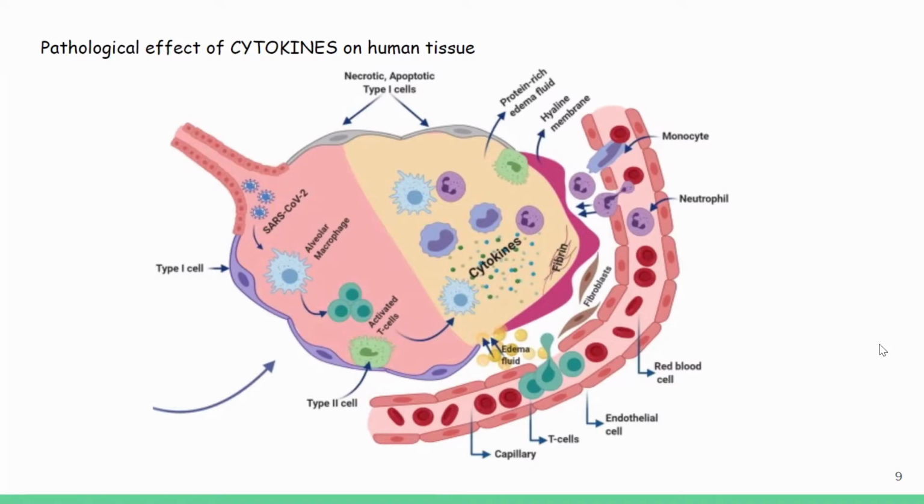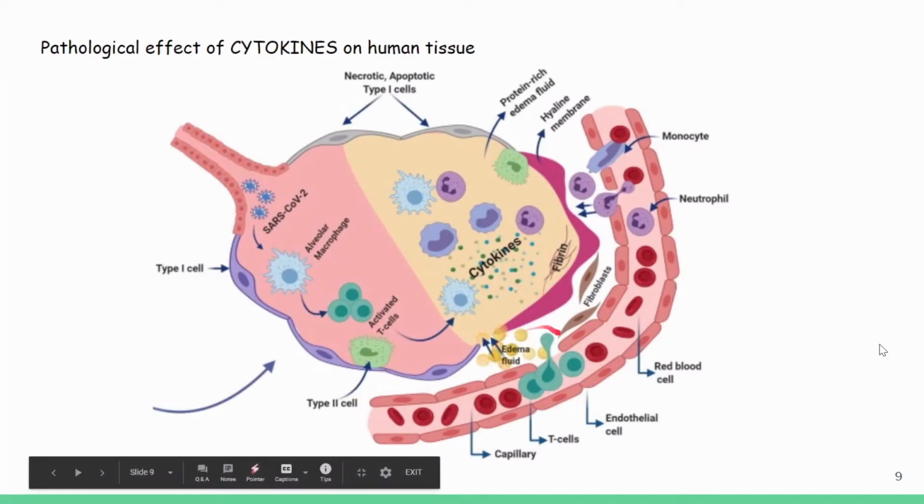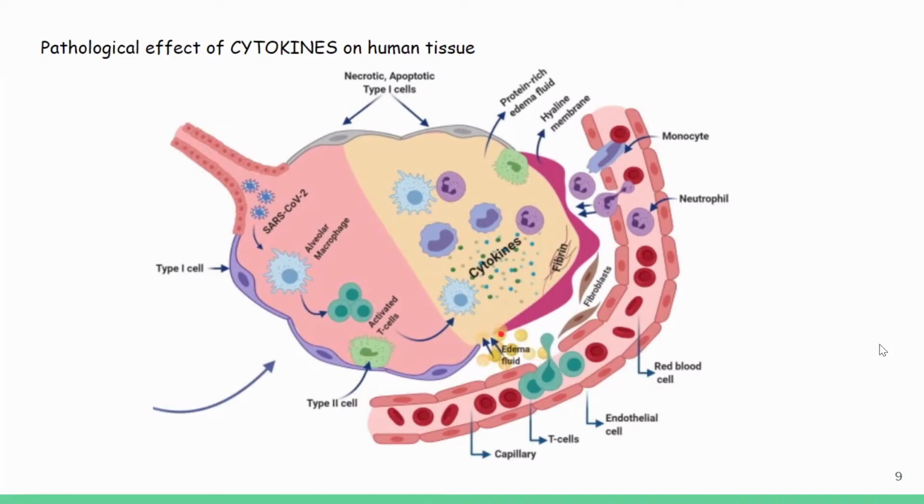I'm sorry, I don't have a pointer. There is protein-rich edema fluid accumulation in the lung, and overall there will be a diffuse alveolar damage. This is just to show how the alveoli of the lung will be after hyperinflammatory reaction.